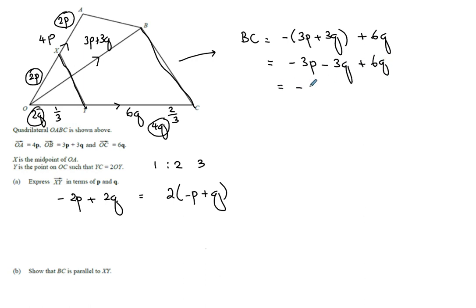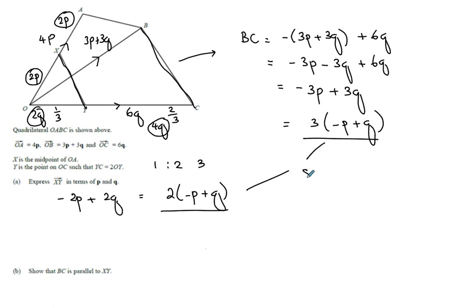So we've got minus 3p, and then minus 3 plus 6 is plus 3q. Okay, and when we factorize, we get 3 and then minus p plus q. Yay, they have the same root. So parallel. Okay, yeah, good.